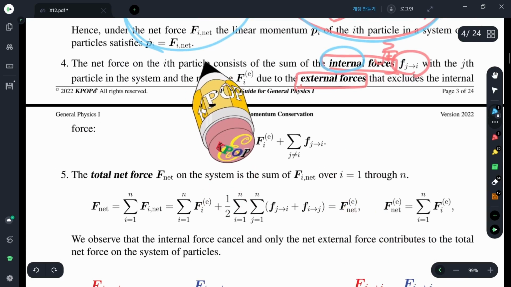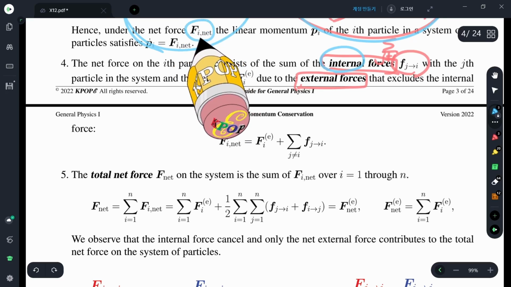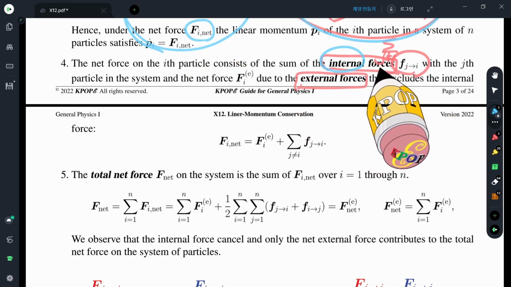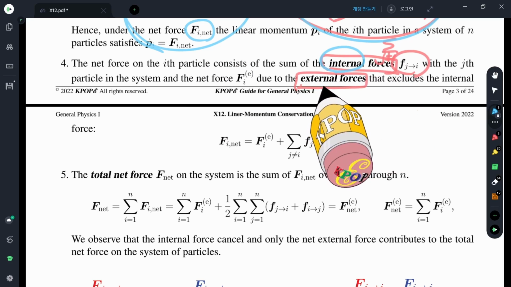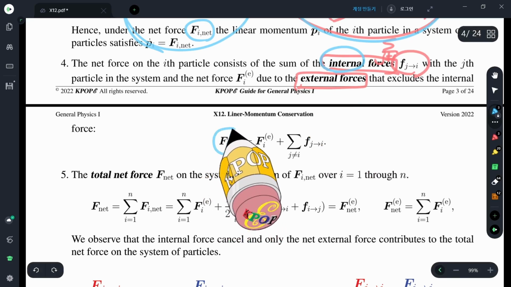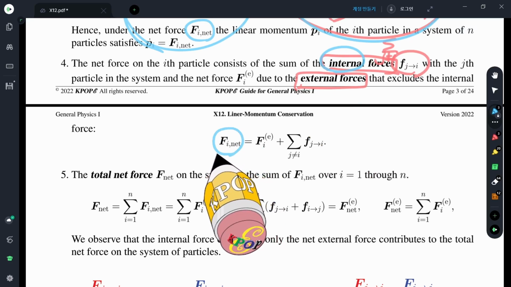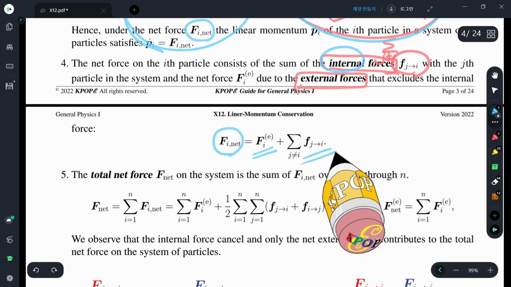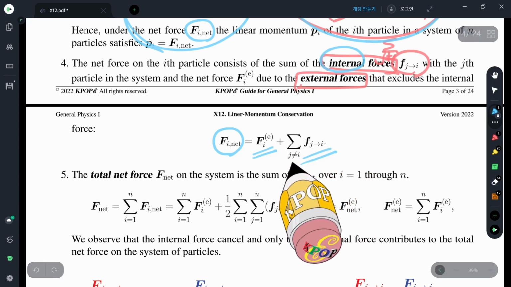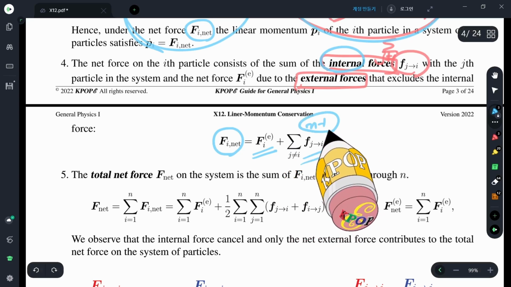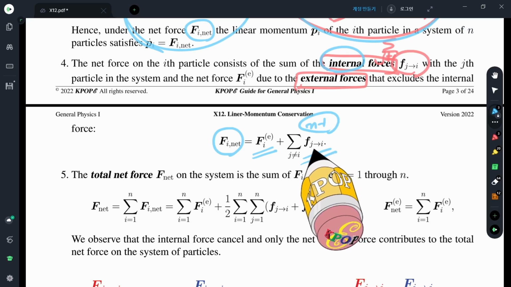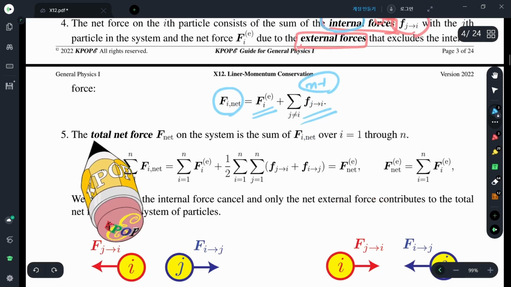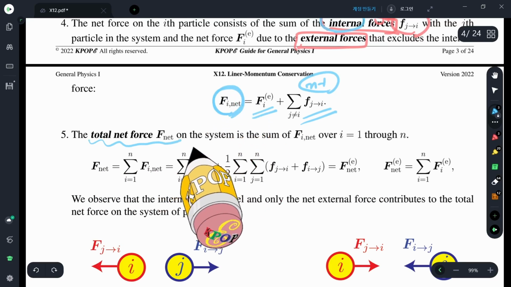When we compute the net force on the ith particle, the net force should be the sum of all of the internal forces and all of the external forces. So the ith particle's net force can be decomposed into an external contribution and an internal contribution. For the internal contribution, there are n-1 contributions at most, because there is no self-interaction to itself. Why don't we compute the total net force on this ith particle?